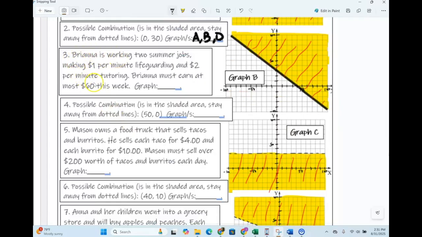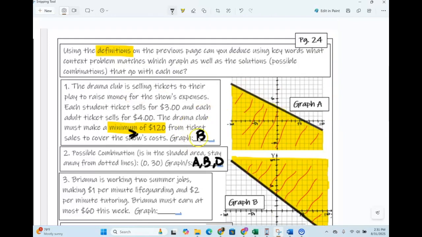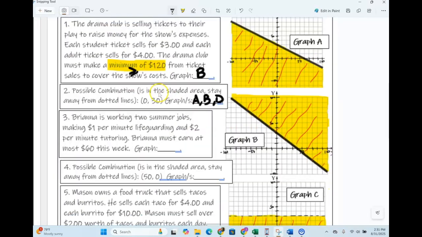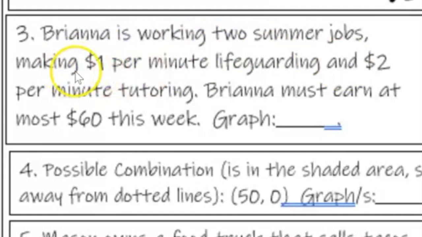So I'll give you the keyword here and see if you can deduce which one it is. Once you've used the graph, it can no longer be used on the keyword one. But in terms of the solutions, remember, it could be more than one. All right, so Brianna is working 2 summer jobs, making $1 per minute lifeguarding, $2 per minute tutoring. Brianna must earn at most. Okay, so there's my keyword, at most $60.